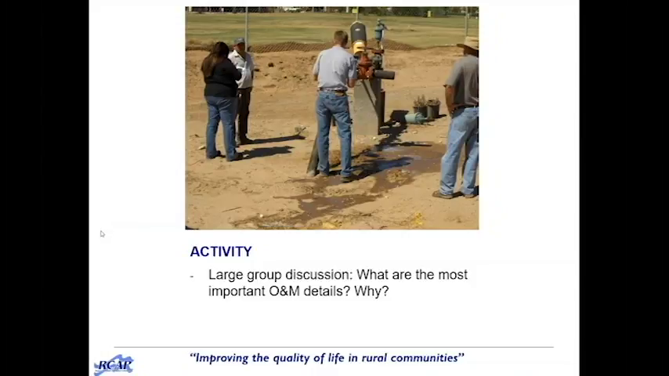So as I was saying, the activity in here is a large group discussion, and I think the last thing that I pointed out was the fact that we've got the technical systems provider on the right, the Indian Health Service engineer in the center, and over on the left we've got a community member and the operator, all in the picture.